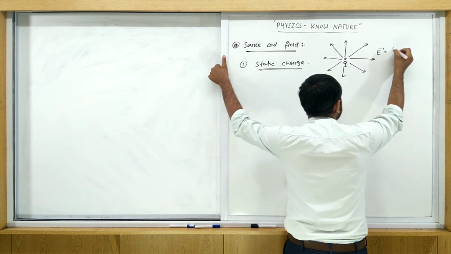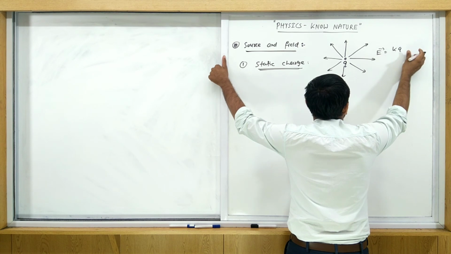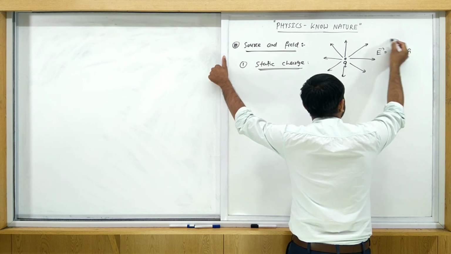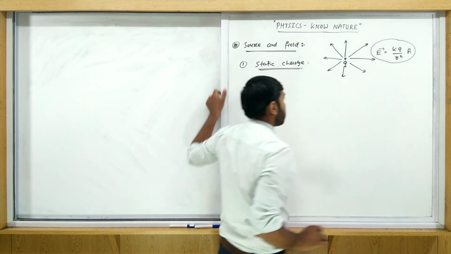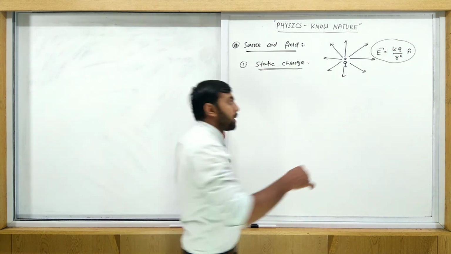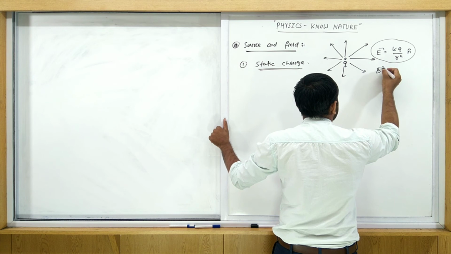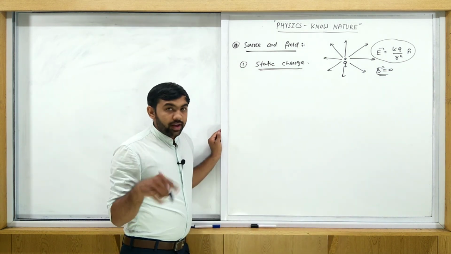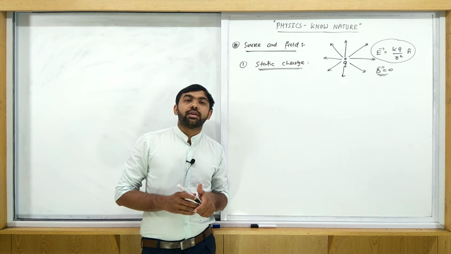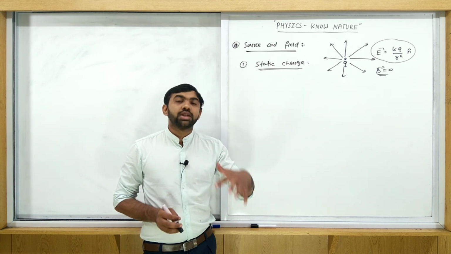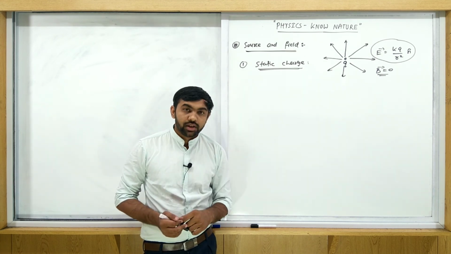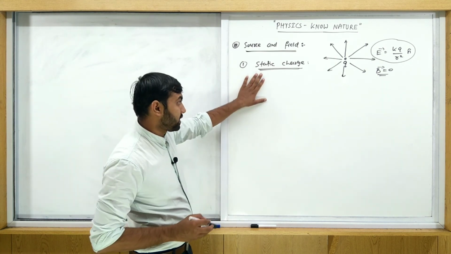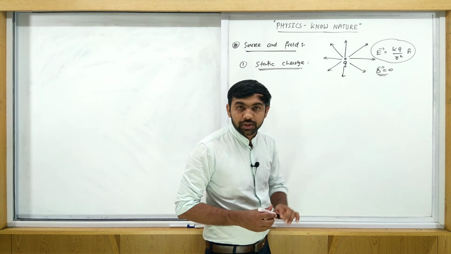As we know, E is equal to KQ upon R square. Along this, an electric field is produced, but by a static charge, the magnetic field B is 0. Why? Because a static charge does not produce any current, and so it does not produce any magnetic field, as we studied in a previous one. So if the source is a static charge, only electric field is produced, and magnetic field is 0.